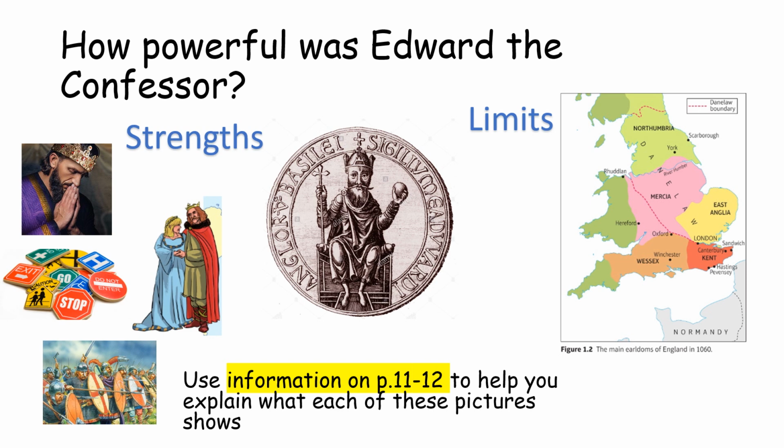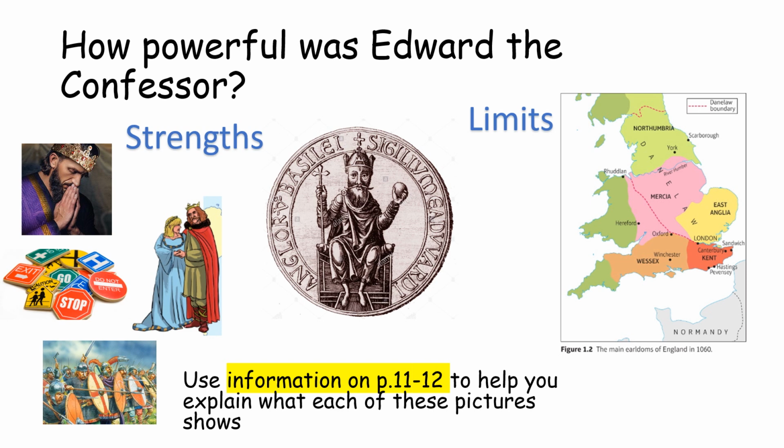So the Danelaw is a limit on the king's power because he couldn't rule there as strongly as he ruled everywhere else. And then also he was limited because, as you can see there, the earldoms, Wessex down in the bottom, East Anglia and Kent and Northumbria, were all controlled by the Godwinson family. So that limits his power because he's got such strong earls that he can't always get done what he wants to do.